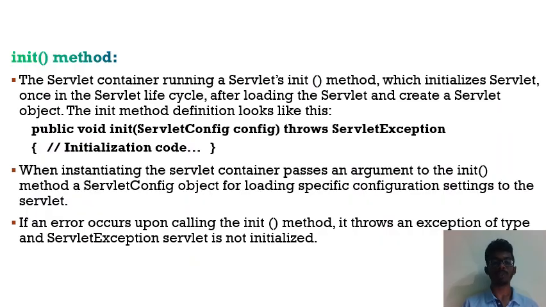Now let us see one by one about the lifecycle methods. First, the init method. It stands for initialization. The servlet container runs the servlet's init method, which initializes the servlet once in the servlet lifecycle after loading the servlet class and creating a servlet object. The init method definition looks like public void init(ServletConfig config), where config is the ServletConfig class object. All the lifecycle methods throw ServletException. When initializing, the servlet container passes an argument to the init method, a ServletConfig object, for loading the specific configuration. And this init method is usually used for initializing parameters such as init params, init values, etc.